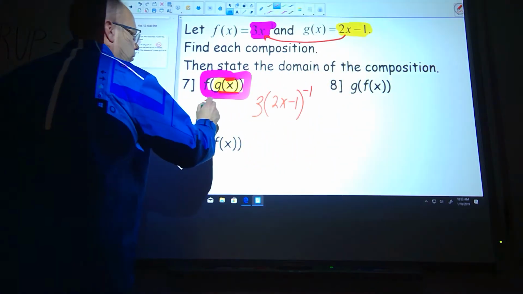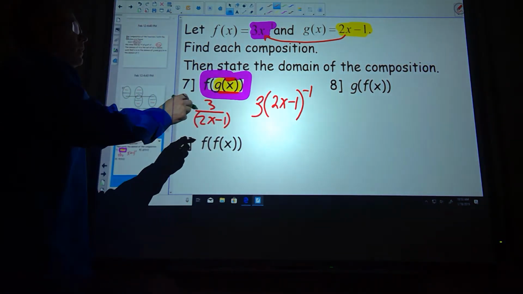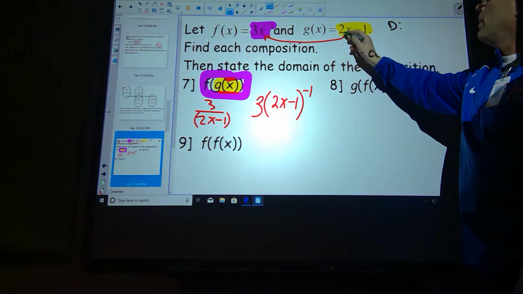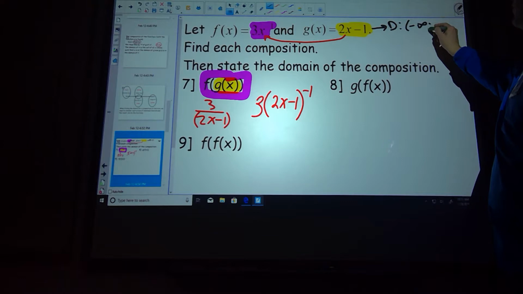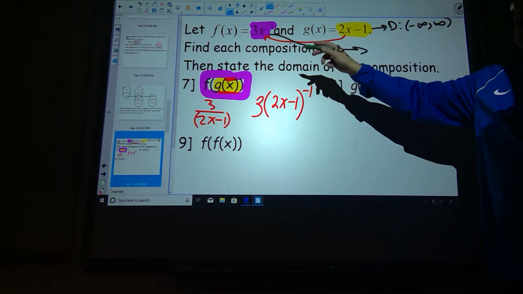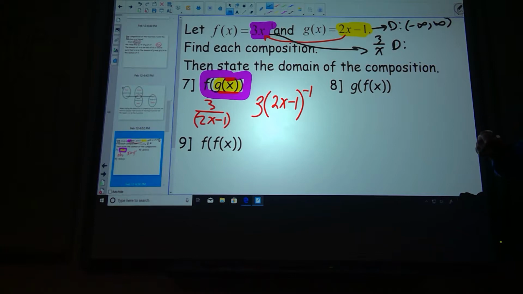All right, so I get 3 over 2x minus 1 on bottom. Let's go back here and think about our domain. Our domain of this one is just negative to positive infinity. That's just happy. Domain of this one, I have 3x to the negative 1, which is the same thing as 3 over x. So how is my domain restricted here? What can't x equal? 0. Good.